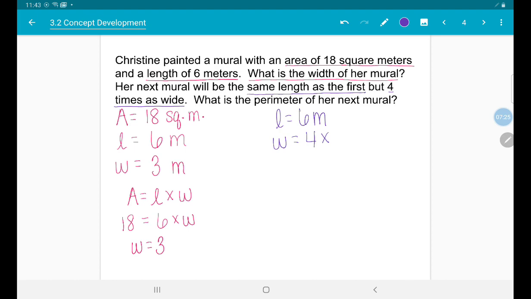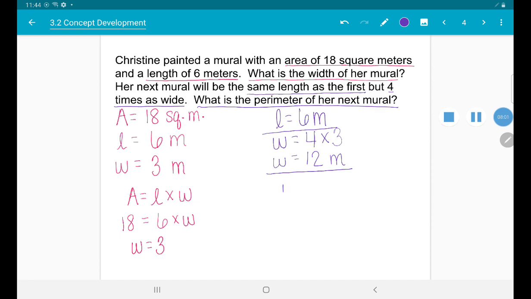Since it is 4 times as wide, and the width was 3, I know that I will need to multiply 4 times 3 to get the width, which will be 12 meters. So her next mural has a length of 6 meters and a width of 12 meters, and I need to find the perimeter of her next mural.